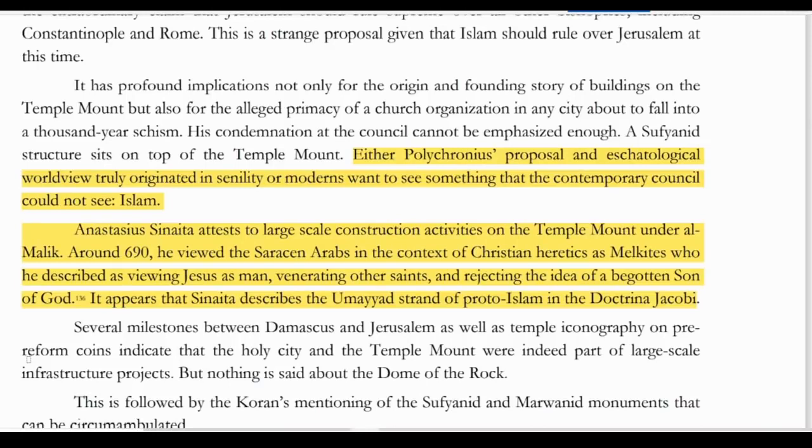Anastasius Seneta attests to large-scale construction activities on the Temple Mount under Abd al Malik. Around 690, he viewed the Saracen Arabs in the context of Christian heretics as Melkites, who he described as viewing Jesus as man, venerating other saints, and rejecting the idea of a begotten Son of God. It appears that Seneta describes the Umayyad strand of Proto-Islam in the Doctrina Jacobi.